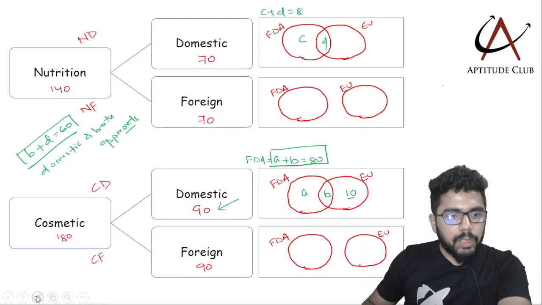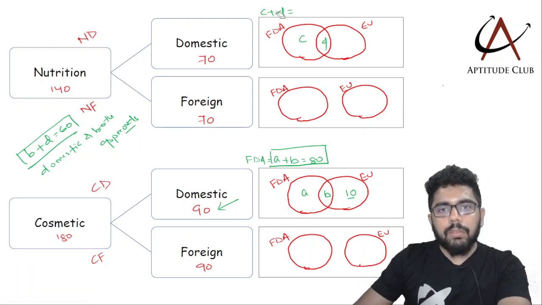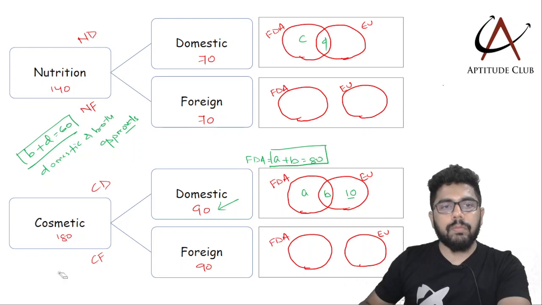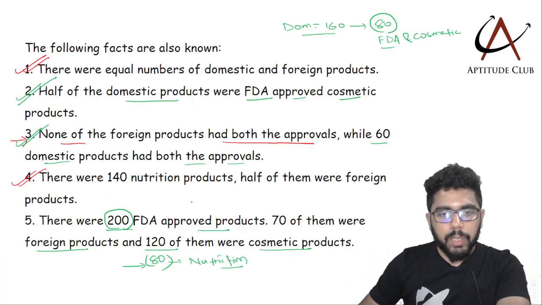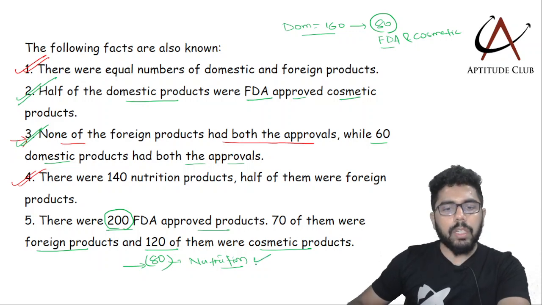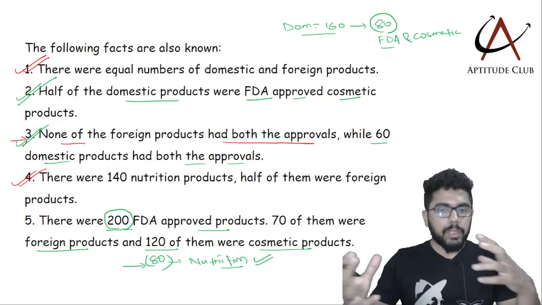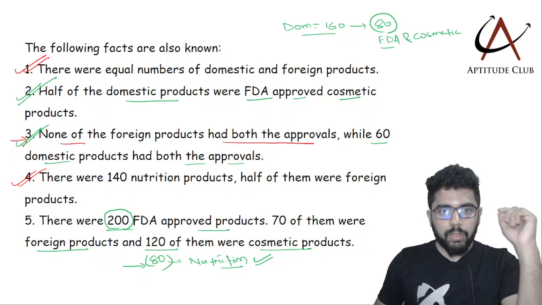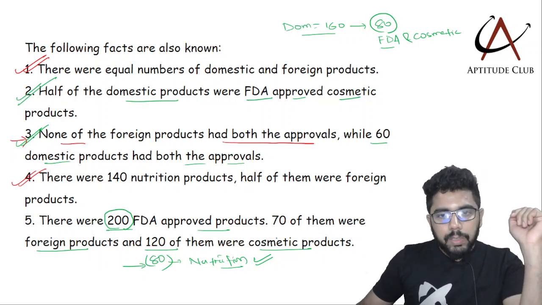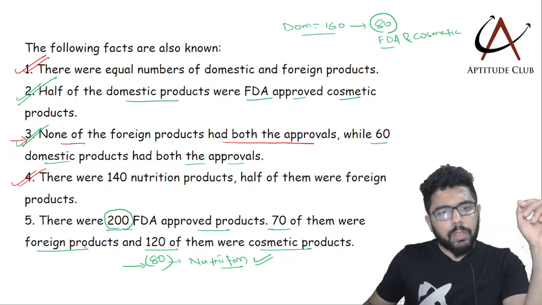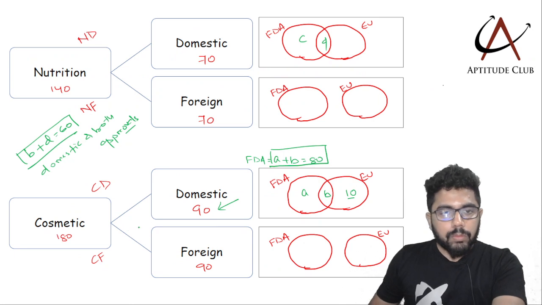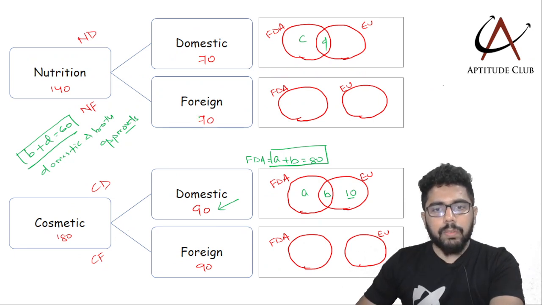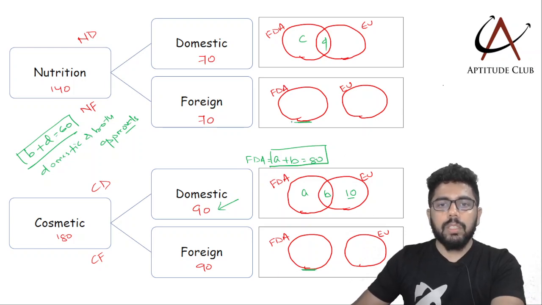Sorry, C plus D won't be 80. I'll have two things here. We'll come back to this a little later. 80 nutrition. This part is correct. But again, under this nutrition, it is domestic and foreign. So that part also we'll have to look for. So here it is given that 70 of the products are foreign products which have FDA approvals. So look at this. Foreign products which have FDA approvals is this and this. So this two sum has to be 70.